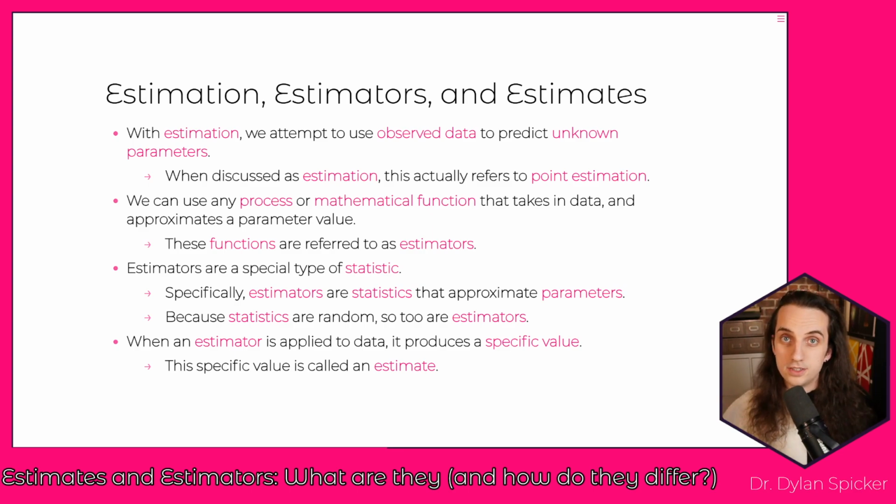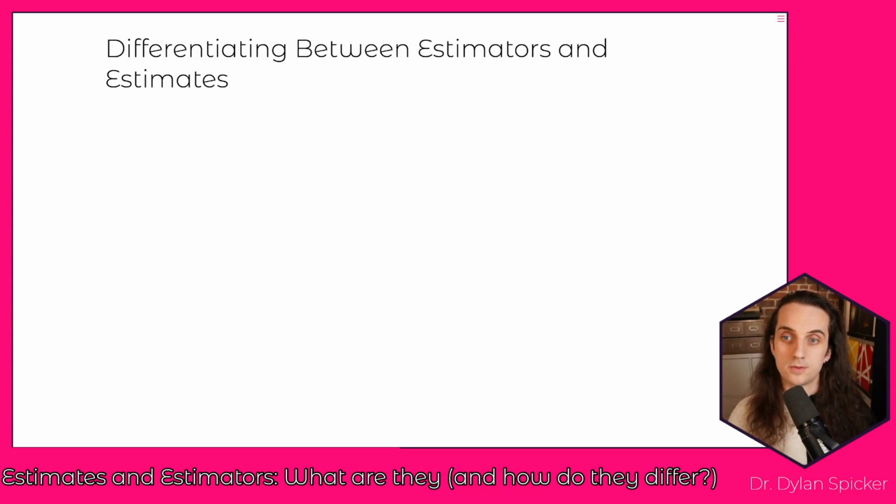So to differentiate these three concepts, let me just summarize what's going on here. Estimation is the process through which we're going to try to guess at the values of parameters. Estimators are mathematical functions that take in data and output values. Because they're functions, they're random, they have their own distribution. Estimates are specific values that are produced by estimators. So when you actually take data and plug it into your estimator, it gives you an estimate. Okay, so we'll focus on differentiating between these.